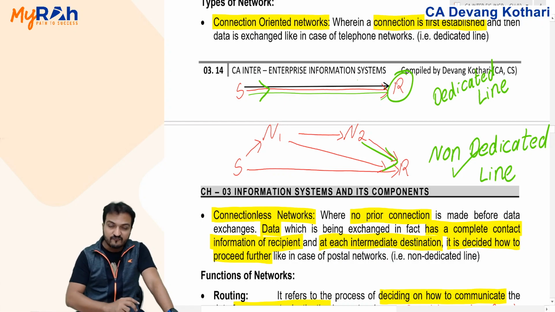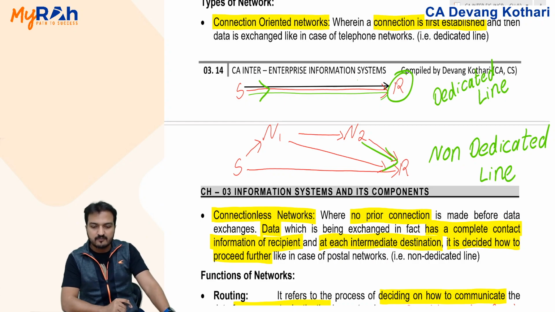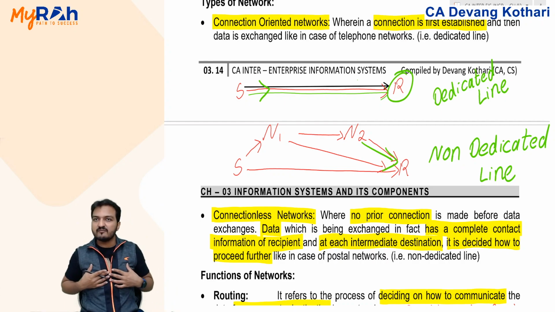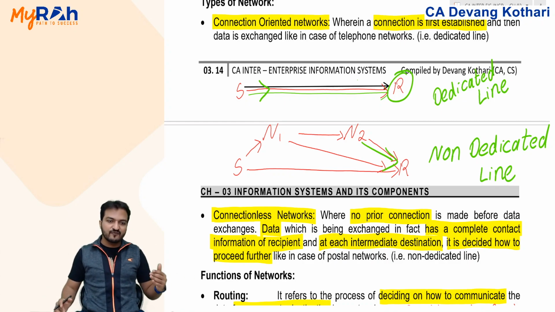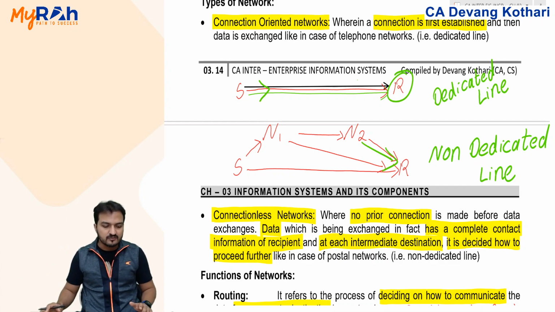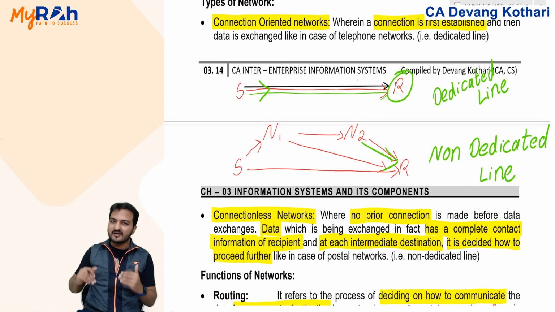I had given you various examples to discuss this point. Examples like, say, I have an exclusive road used only by me, that becomes a dedicated line. But if I am using a general public road, which is used by other public also, that becomes a non-dedicated line.